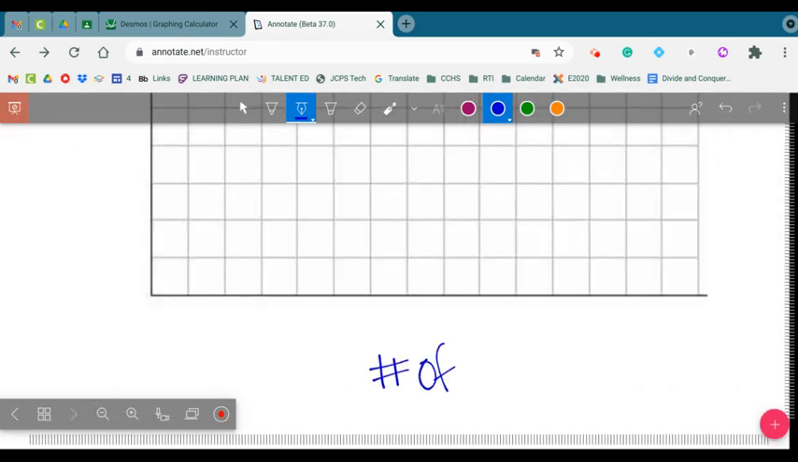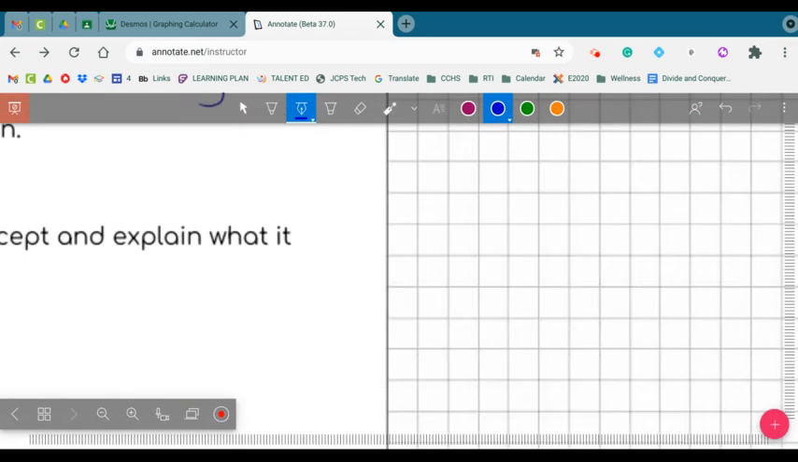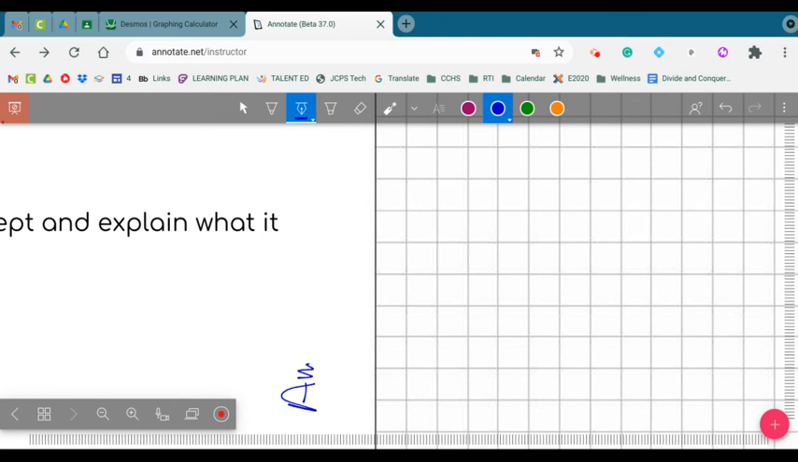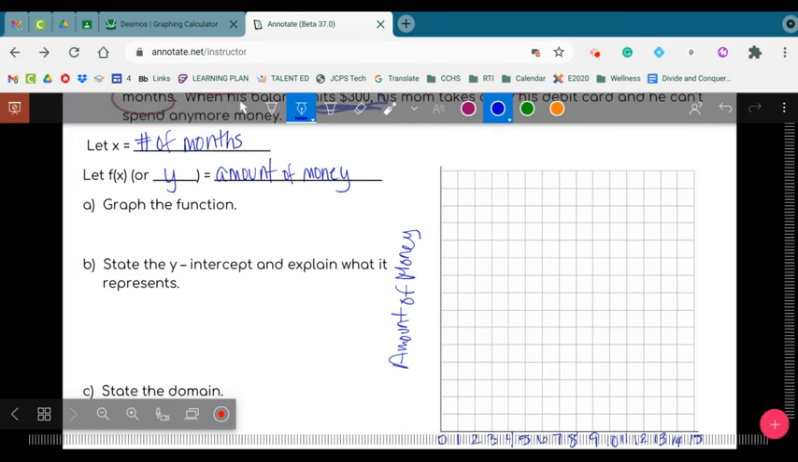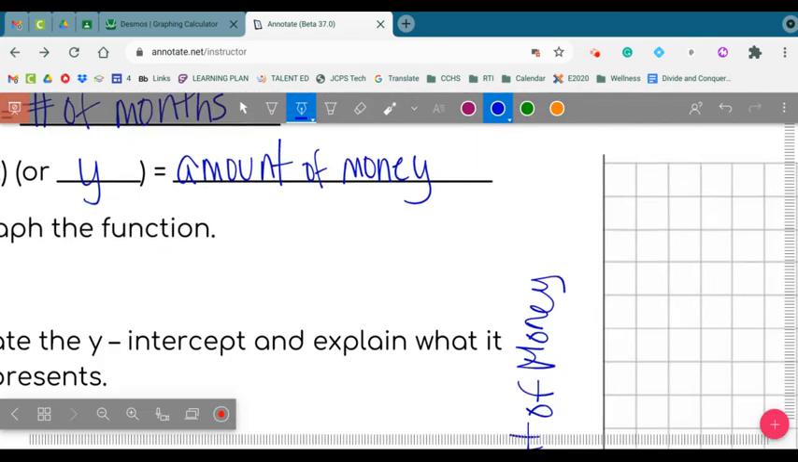Now graphing this, we have our x, which is the number of months, and like I said before, we're going up by ones. So 0, 1, 2, 3, 4, 5, 6, 7, 8. Then our y is going to be the amount of money. And I said that we always go up by our slope. So our slope on this is -50. So we're going to go up by 50s.